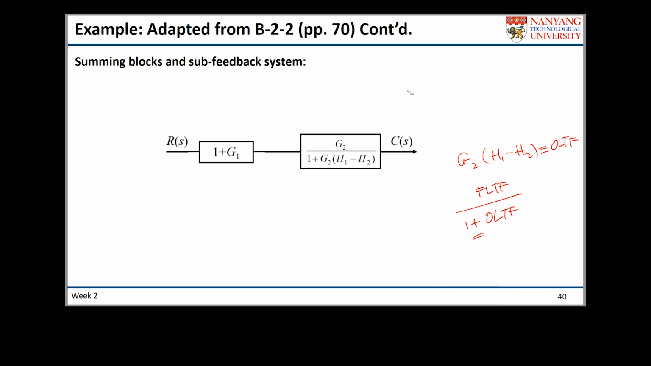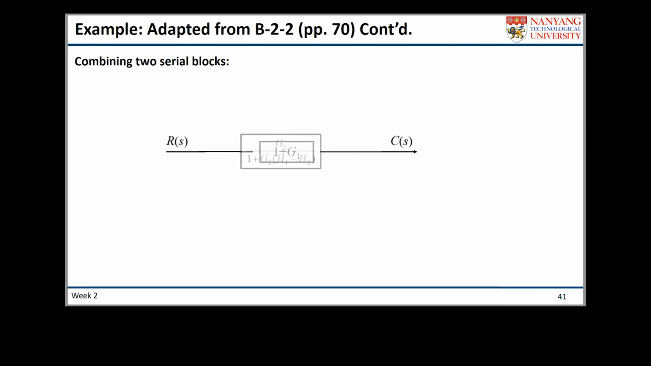Okay. At the end, what do we have? We have two systems, two transfer functions in serial connection. So it is a cascaded block basically. So you can replace these two transfer functions in series by simply multiplying these two transfer functions. Okay. So as a result, this is the equivalent transfer function of our complex system.